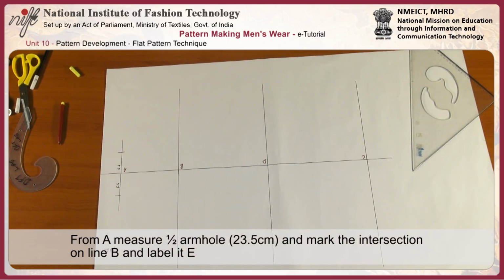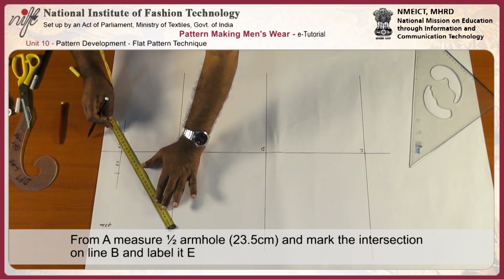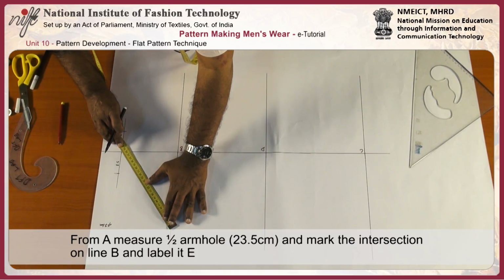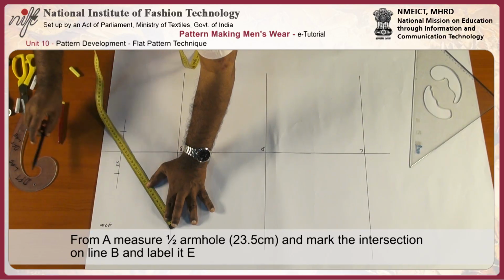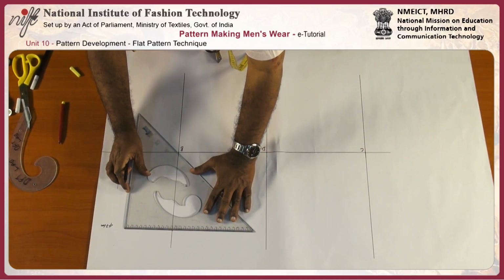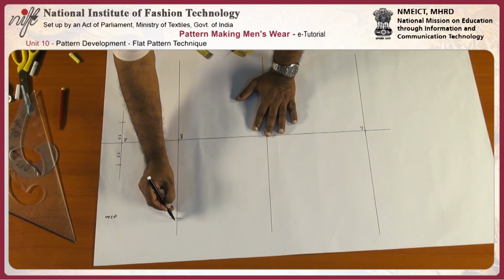Now point B to E is to be taken as the intersection of half armhole, which is 23.5 centimeter, measured from point A. From point A, half armhole, that intersection is to be taken on line B. The intersection point will be point E.